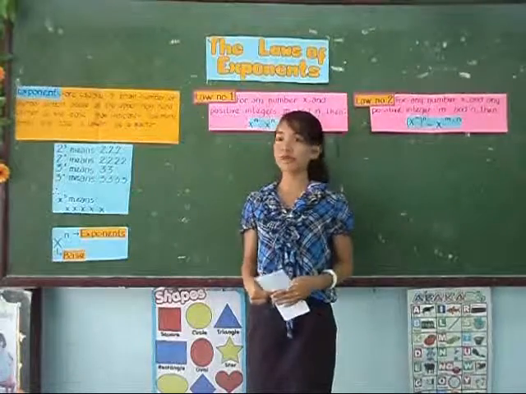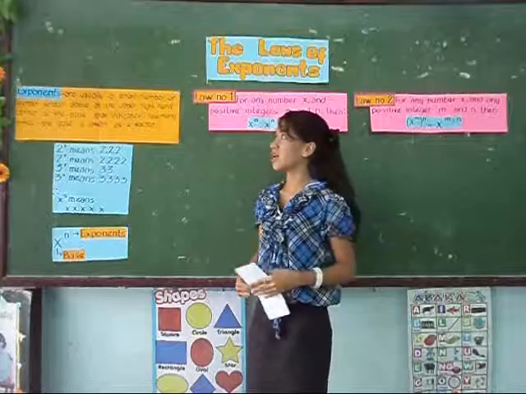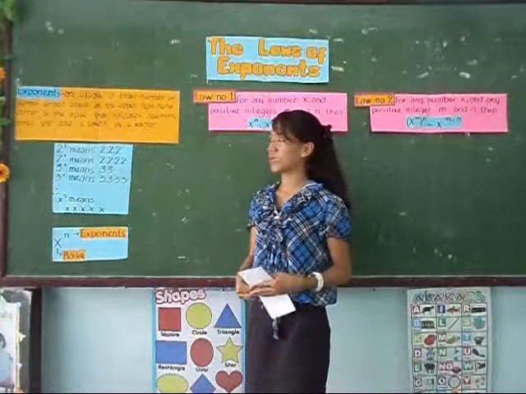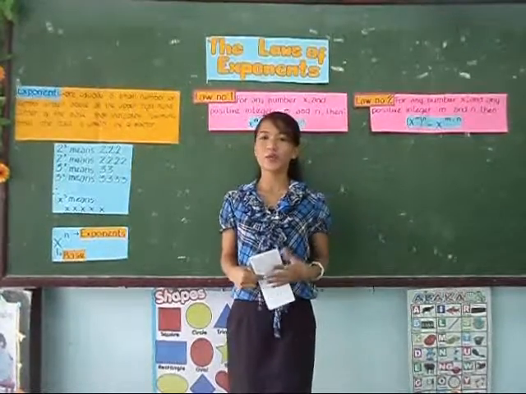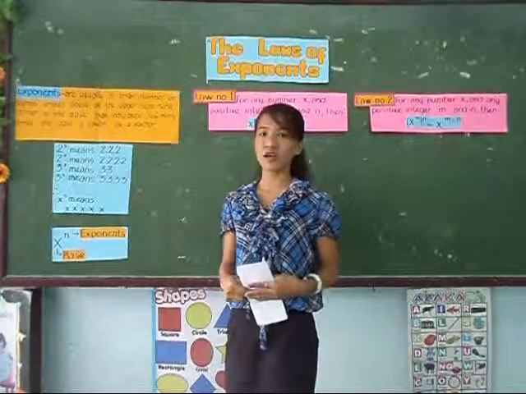A small number or symbol written above the upper right-hand corner of the base indicates how many times the base is taken as a factor. Now, let's observe how the factors of the product are obtained.